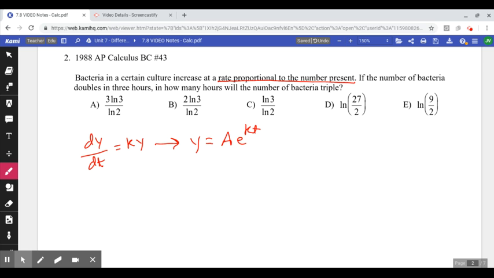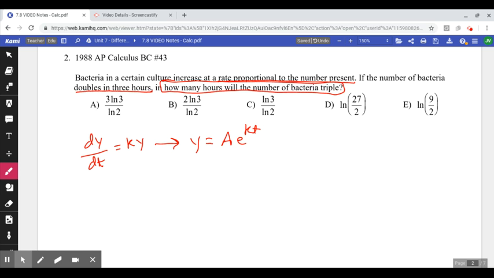And here it says if the number of bacteria doubles in 3 hours, so that's going to be some important information. And then here's the question: how many hours will the number of bacteria triple? So that's what we're asked to find. Let's use that given information, the number of bacteria doubles in 3 hours, to help us. Maybe we'll be able to find how many hours the bacteria will take to triple.